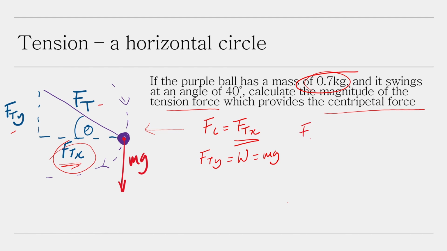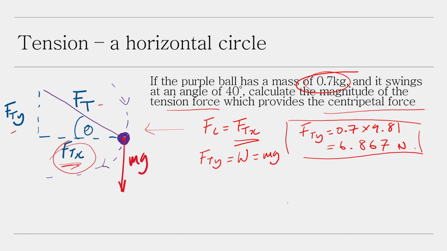Well, we can say that FTY is equal to 0.7 times 9.81. And if we plug that into our calculator, we get 6.867. I'm actually doing this with you guys. And that's going to be in newtons. So we have now deduced our vertical component. Fantastic. Now, what can we do? Well, we can do trigonometry.